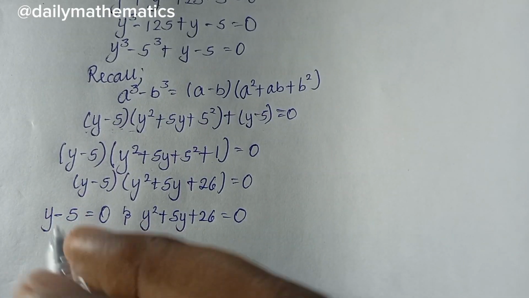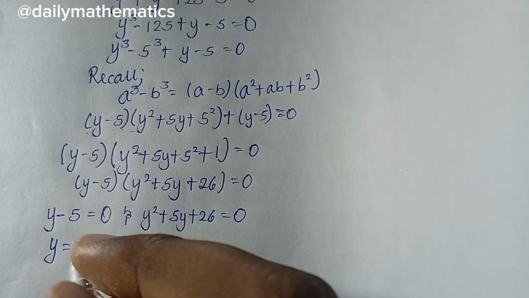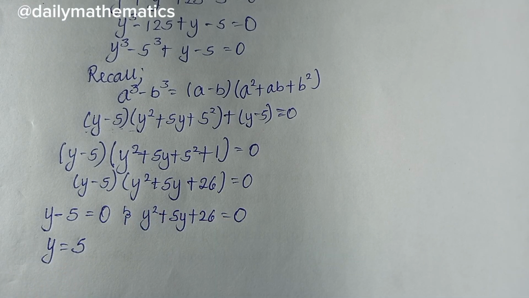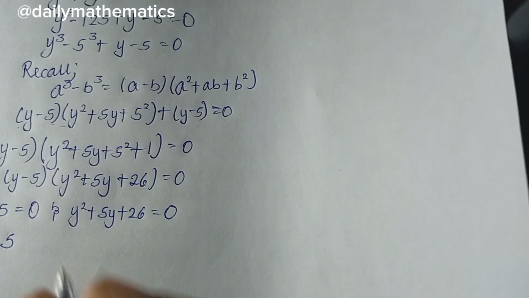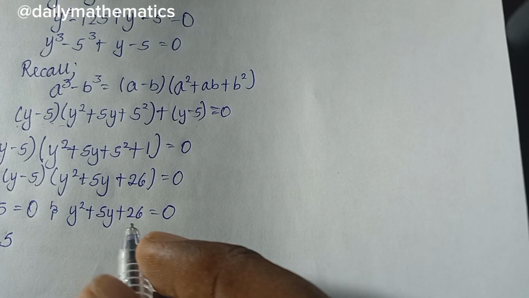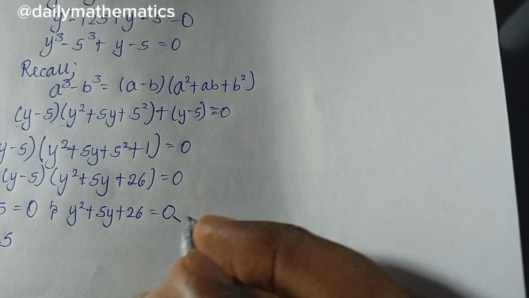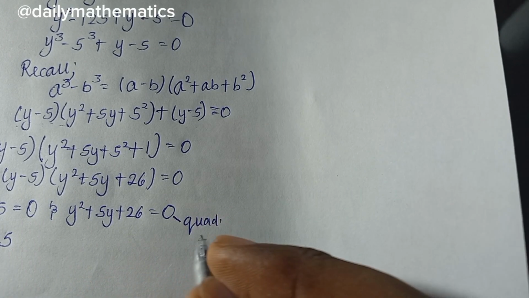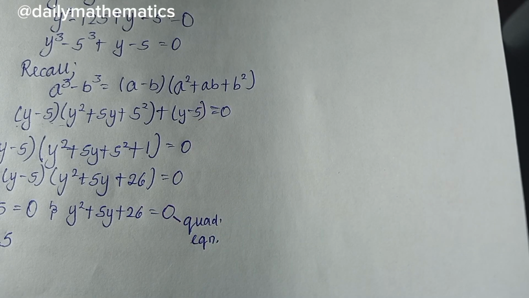So from here, y minus 5 equals 0, we know y equals 5. Y equals 0 plus 5, y equals 5, right? And so for the second value, y squared plus 5y plus 26 equals 0, we know that this is a quadratic equation. So from here, what do we use? We use our quadratic equation formula.